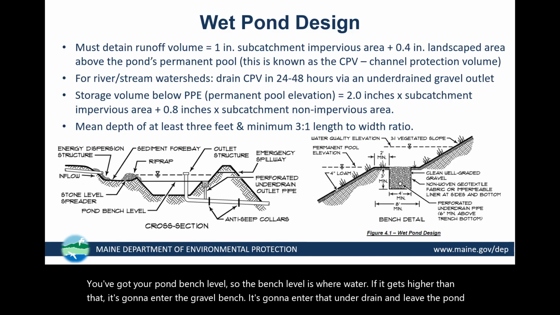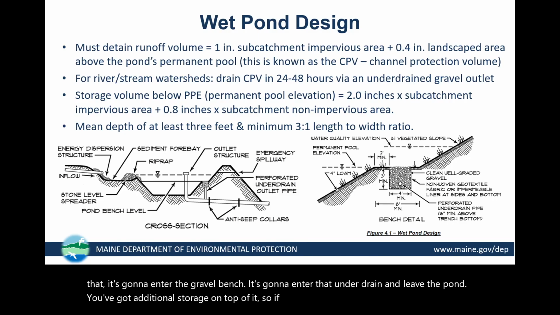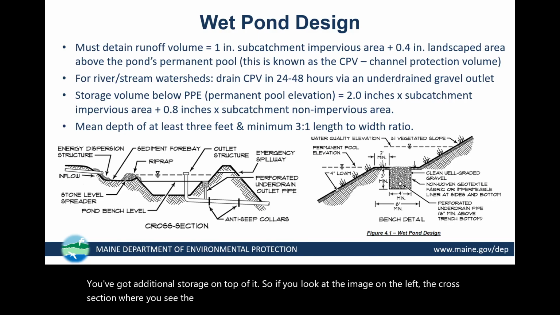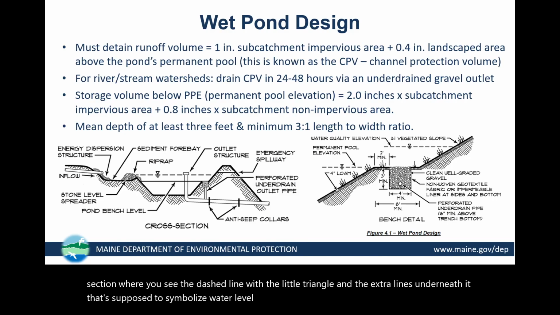You've got additional storage on top of it. So if you look at the image on the left, the cross section, where you see the dashed line with the little triangle and the extra lines underneath it, that's supposed to symbolize water level. So during rain events, water is stored on top of that permanent pool elevation. That's your channel protection volume.